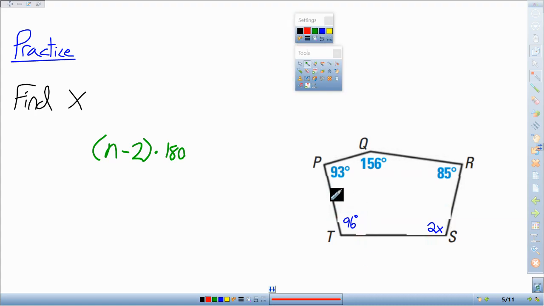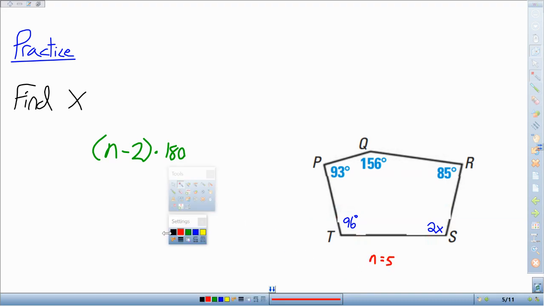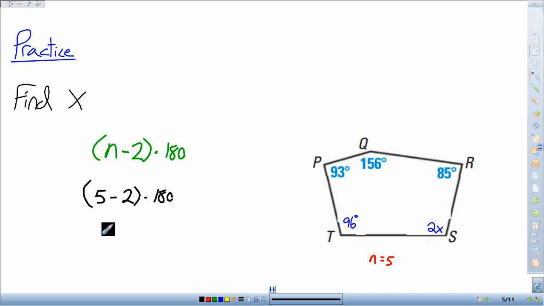Okay, so first things first, we counted it up. This thing has 5 sides. Okay, so n equals 5. I like to make a little reminder in my notes so I can refer back to it. So I'm getting 5 minus 2 times 180. 5 minus 2 is 3, and 3 times 180, I don't want to mess up, so I'm putting it in my calculator, is 540 degrees. Okay, so now I know what these 5 angles add up to.